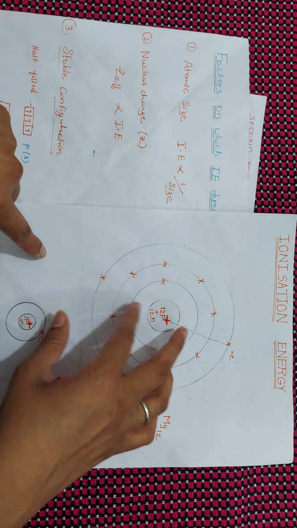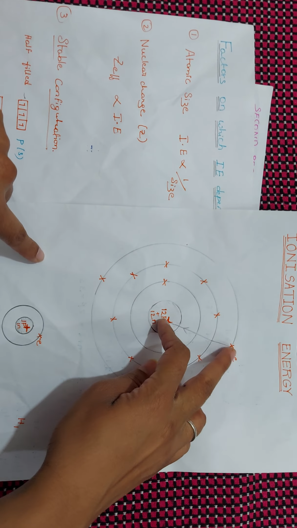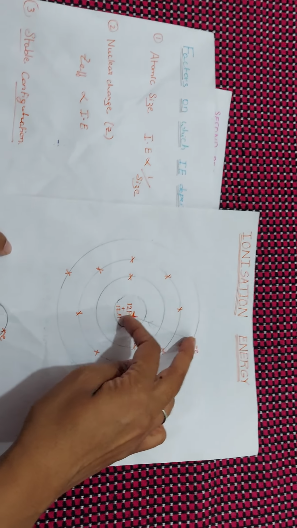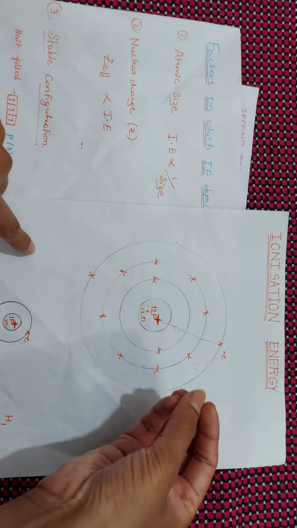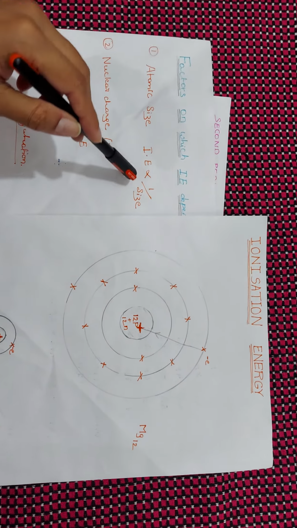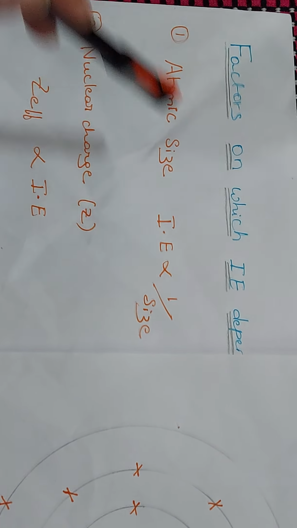So as the atomic size increases, the distance between the nucleus and the valence electron increases, so the strength of the attraction between these two decreases. So we can easily remove that electron. So atomic size is inversely proportional to ionization energy. Okay.